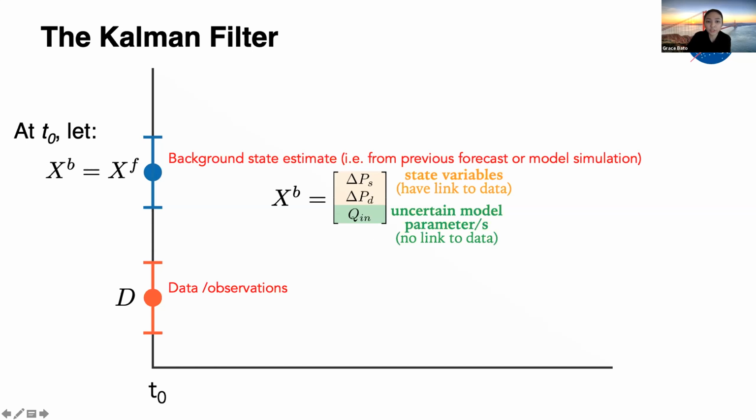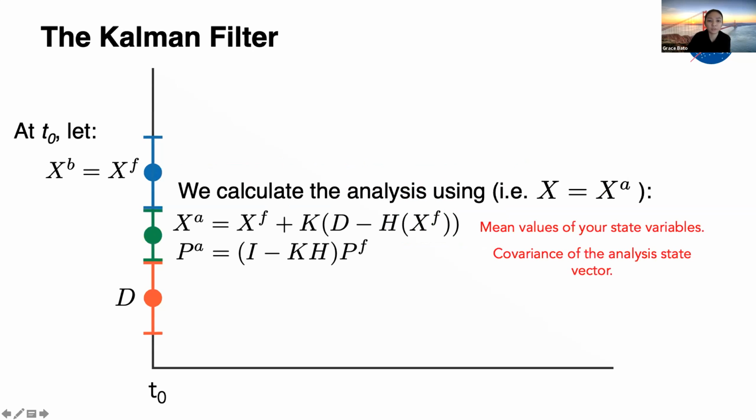So we will initialize the state vector and its error. And again, I just want to reiterate that XB is the background state estimate coming from a previous forecast or your previous model or model simulation. Then if you have data or observation with defined uncertainty, you can calculate the analysis using this equation here. So this is the mean values of your state variables, and this one is a way to compute the covariance of the analysis state vector, or the errors associated with your state variables.